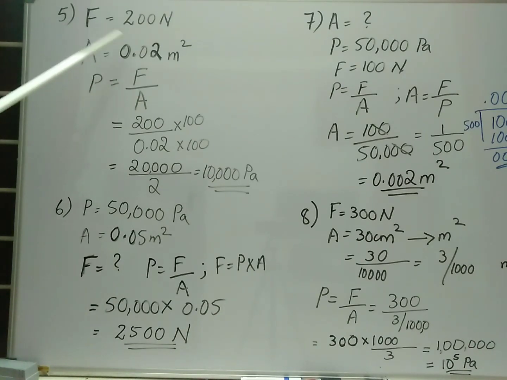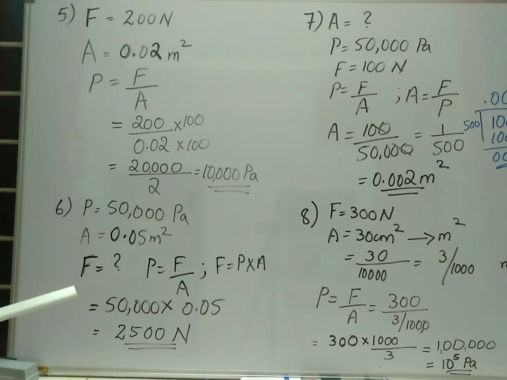Okay, question number 5. A force of 200 Newton acts on an area 0.02 meter square. Find the pressure in Pascal. SI unit of pressure is Pascal, SI unit of force is Newton, and SI unit of area is meter square, meter into meter. So you are asked to find pressure. Pressure is equal to force by area, 200 by 0.02. To convert this decimal, we multiply both numerator and denominator by 100. You will get 20,000 by 2, that is 10,000 Pascal. Pressure is equal to 10,000 Pascal.